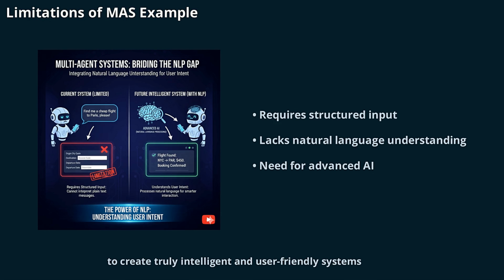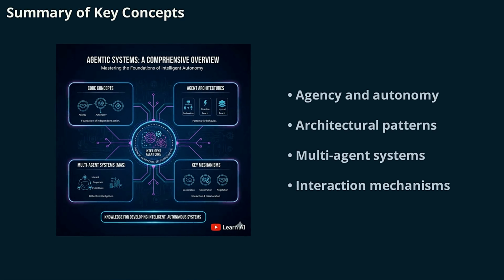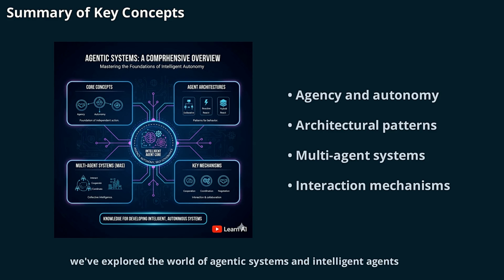In this chapter, we've explored the world of agentic systems and intelligent agents. We've covered the core concepts of agency, autonomy, and self-governance, as well as the main architectural patterns for agentic systems. We've also examined multi-agent systems and their interaction mechanisms. This knowledge provides a solid foundation for developing intelligent, autonomous systems capable of operating in complex environments.